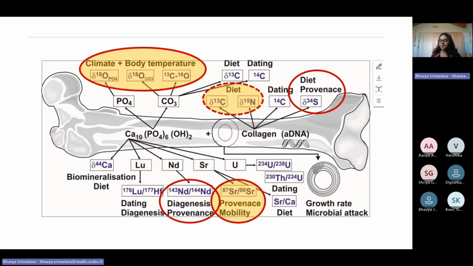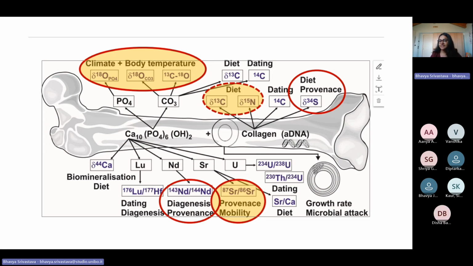Okay, so if you did attend the last talk, you would remember this diagram very well. Pretty concise diagram which tells us about isotopes and their implications. So there's diet, there is climate, there is dating obviously involved. But if you can look at this part of the picture, it talks about provenance or mobility using strontium. And this is what we'll be focusing on in our lecture today.